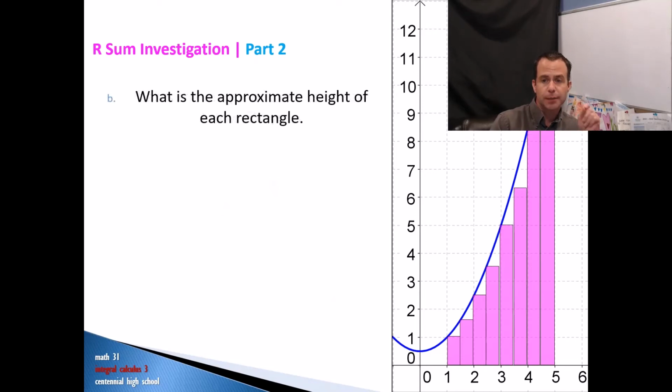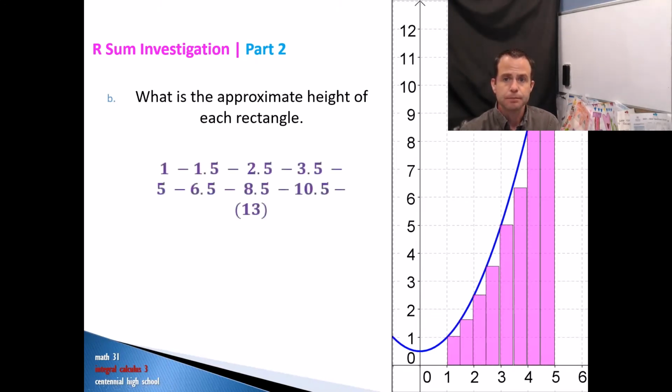What is the approximate height of each rectangle? For rectangle 1, it's 1. For rectangle 2, it's about 1.5. For rectangle 3, it's about 2.5. So 1, 1.5, 2.5, 3.5, 5, 6.5, 8.5, 10.5. And I still have in brackets that 13, because you could have done this with an overestimation instead of an underestimation.